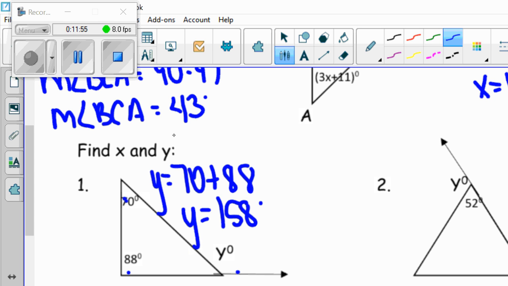Number 2, I have y as an exterior angle and 52. Remember that an interior and an exterior angle that sit side by side make up a linear pair. Remember from way back when, a linear pair means they add together to equal 180. So our equation would say y plus 52 equals 180. So here to solve for y, we simply subtract 52 from 180 and we get y equals 128 degrees.